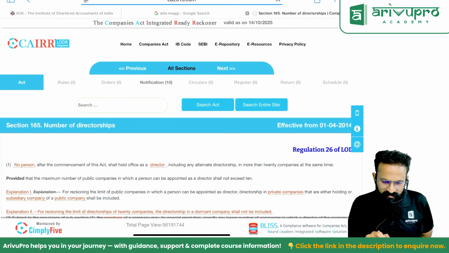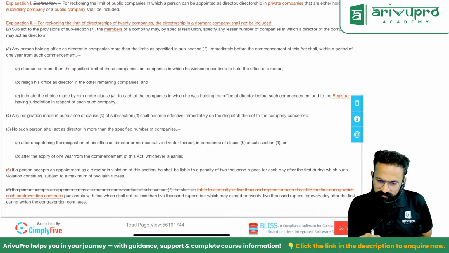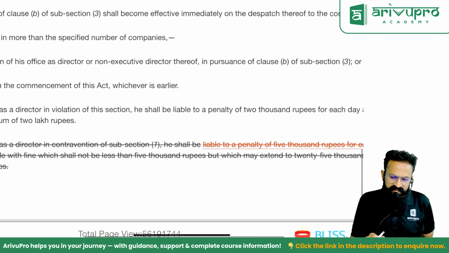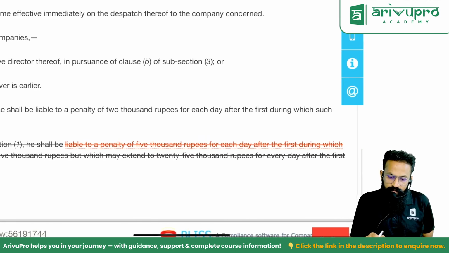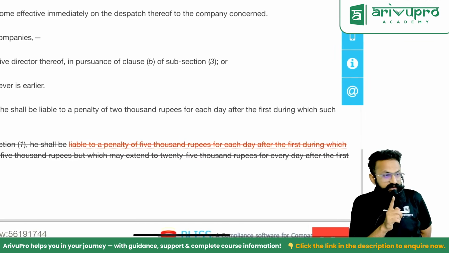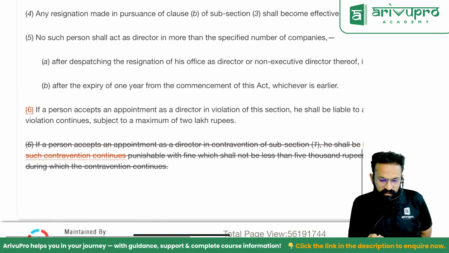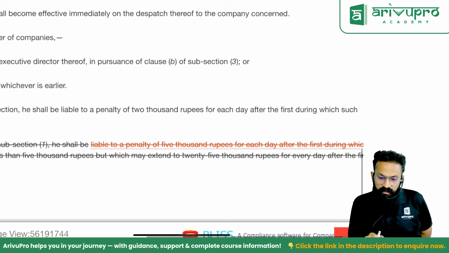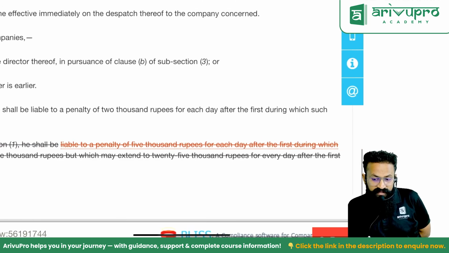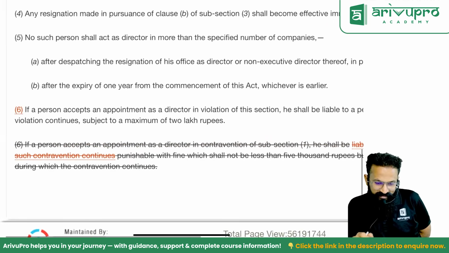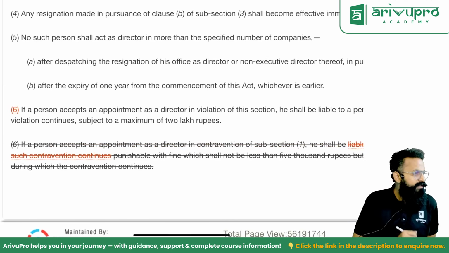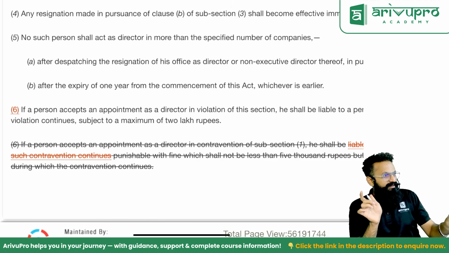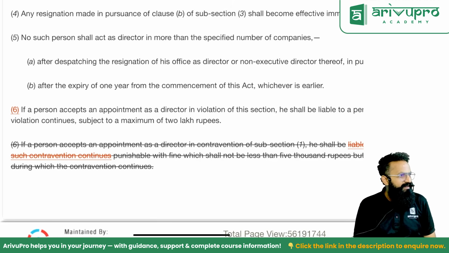I don't know if you remember this section. Now it will be struck off. See the last part, the 6th one. If a person accepts an appointment as a director, he shall be liable for 5,000 rupees for each day after the first day during which such contravention continues, punishable with a fine which shall not be less than 5,000 but which may extend to 25,000 rupees per day during which the contravention continues. What do you mean by that? They're telling you the minimum itself can be 5,000 to 25,000. Maximum they have not prescribed at all.